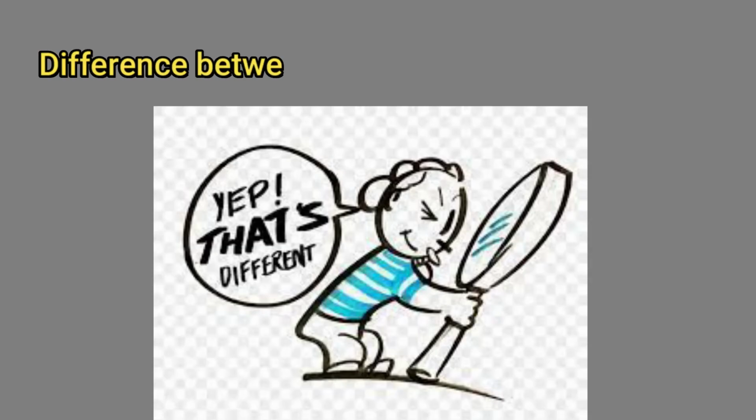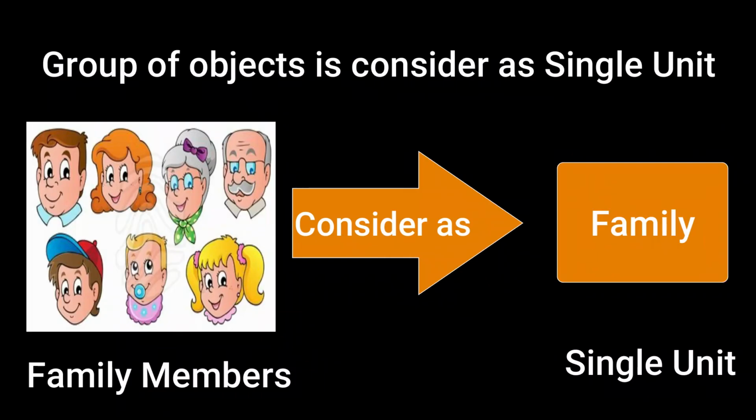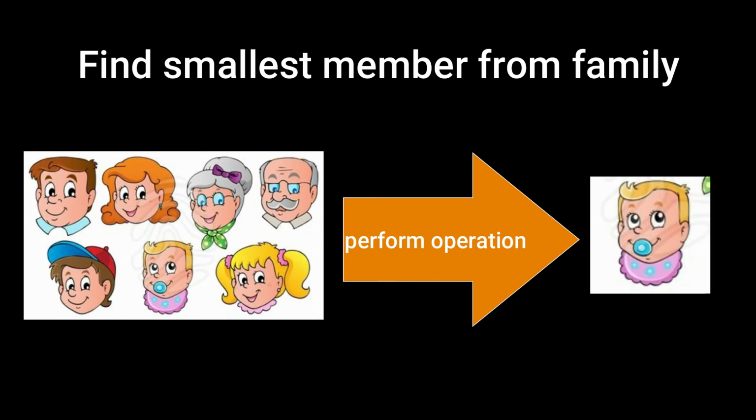First, we are going to understand the difference between a collection and the Stream API. If we want to represent a group of objects as a single unit, then we should go ahead with the collection. But if we want to process objects from that collection, then we should go ahead with the stream.